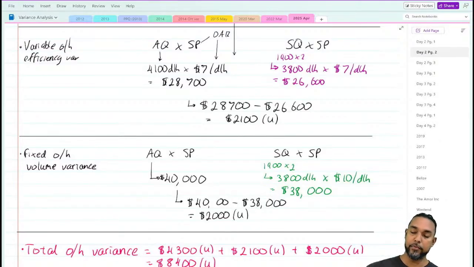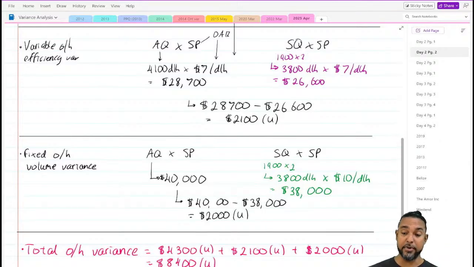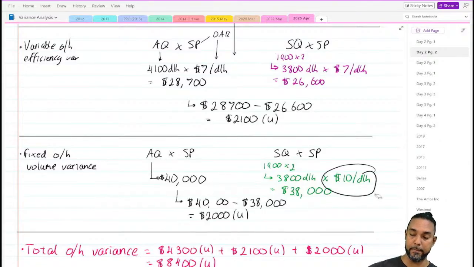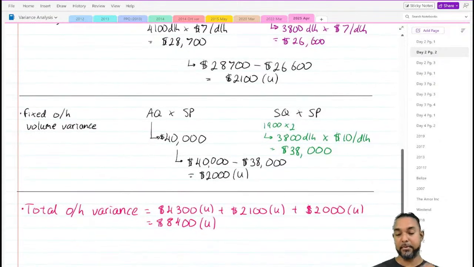Now, for this one, standard quantity by standard price, it's the same 1900 by 2 because it's still overheads. It's still how many direct labor hours, but now it's $10 per labor hour. So 3,800 by 10 is 38,000 compared to the 40,000. They have a 2,000 overage, so that's also an unfavorable variance. Then we put it all together. In this case, we happen to have all three variances unfavorable, which is not going to happen all the time, at least I don't think it should. And in that case, we have an overall unfavorable variance of the overheads.